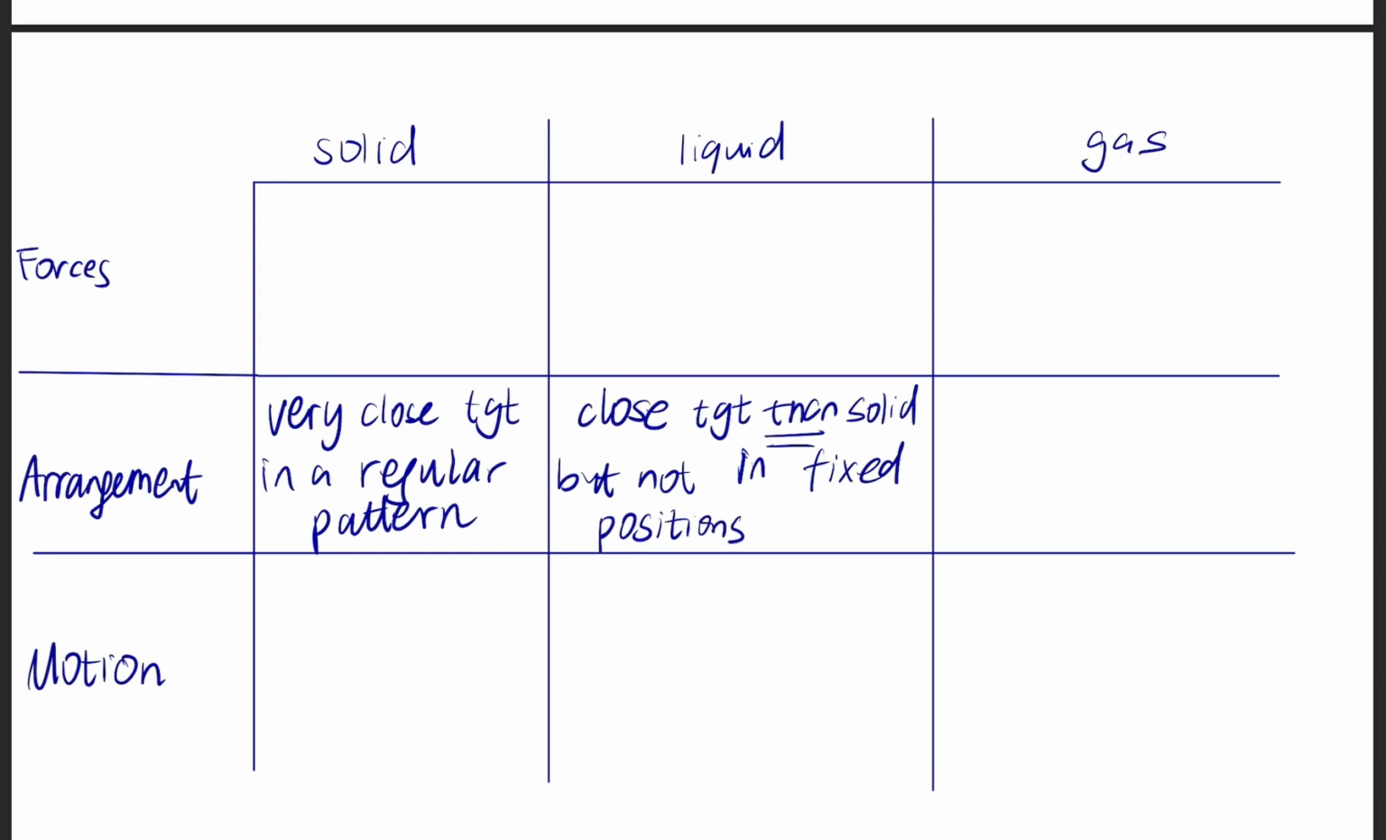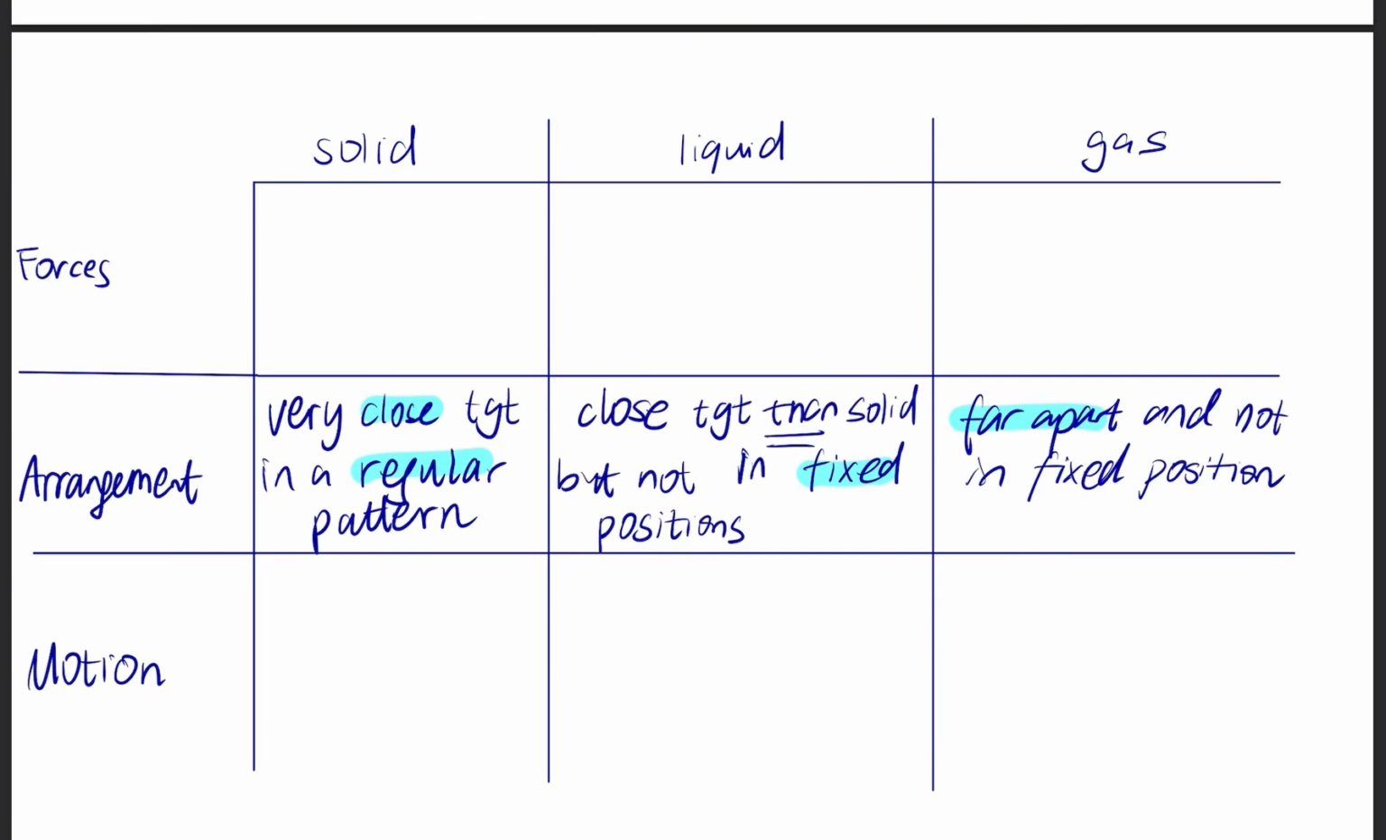Now, moving on to gas. What is the arrangement for gas? Particles are far apart and not in fixed position. So there are essentially just two key aspects, right? Whether it's close or far apart, that's the first thing. Second thing, whether it's regular or fixed, in fixed or not fixed. That's all about the arrangement.